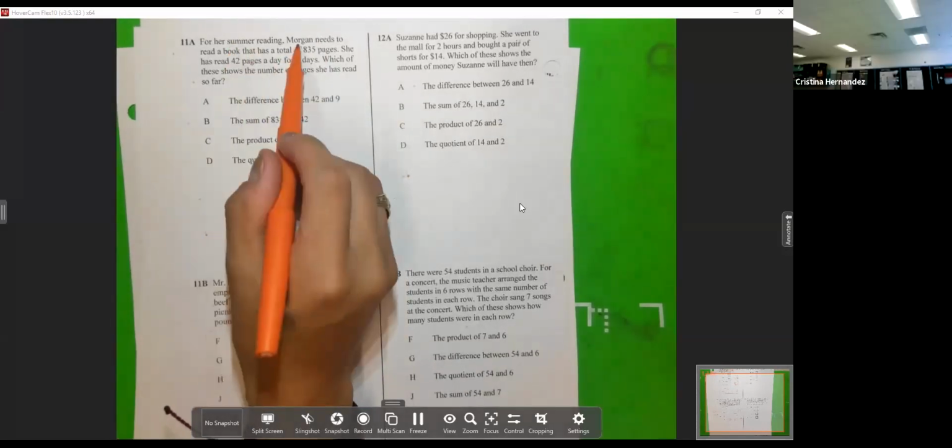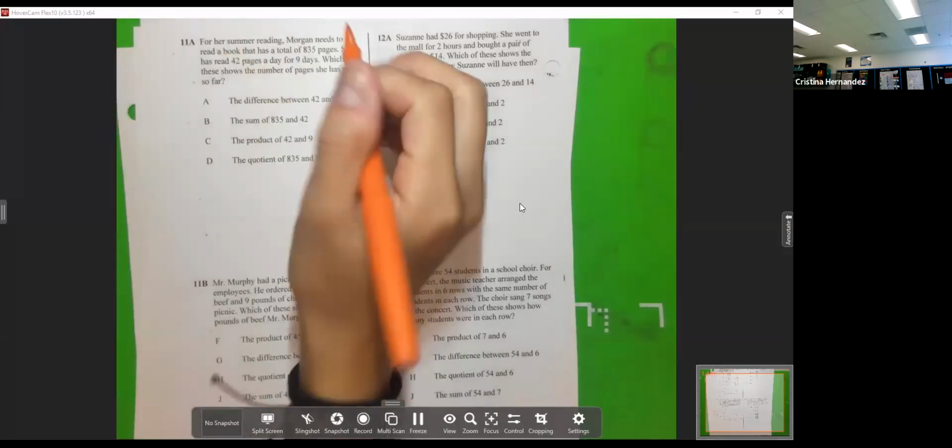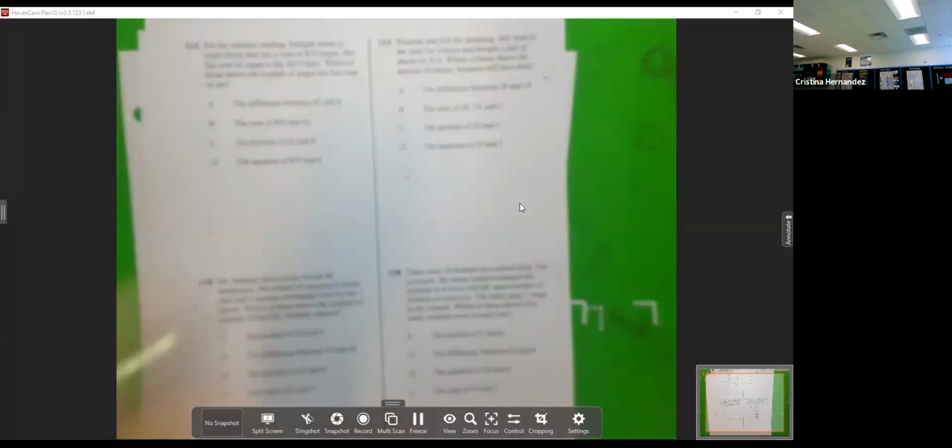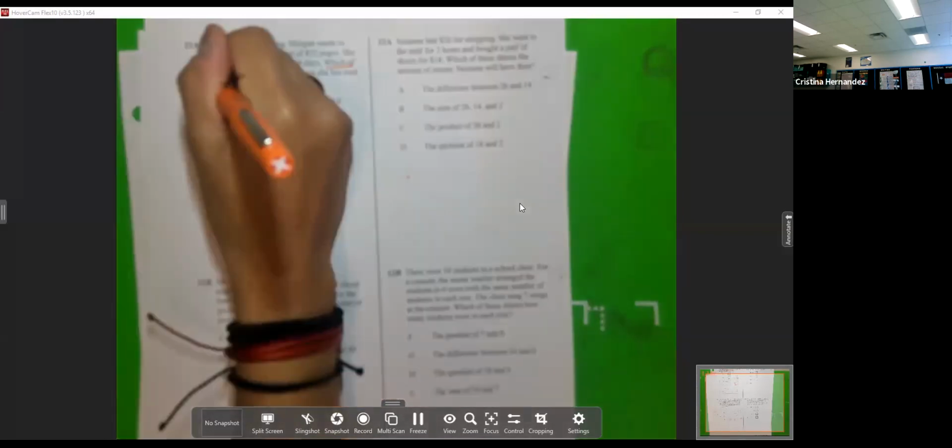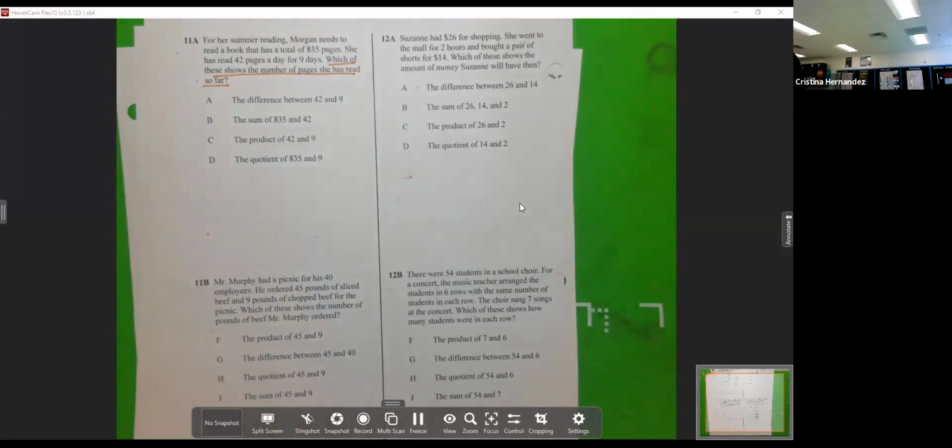Let's flip it over to the back side. Skills 11. You're going to do more of these, and you're going to be doing them by yourself for the most part. Adrian, I'll read it. For her summer reading program, Morgan needs to read a book that has a total of 835 pages. She has read 42 pages a day for 9 days. Which of the following shows the number of pages she has read so far?